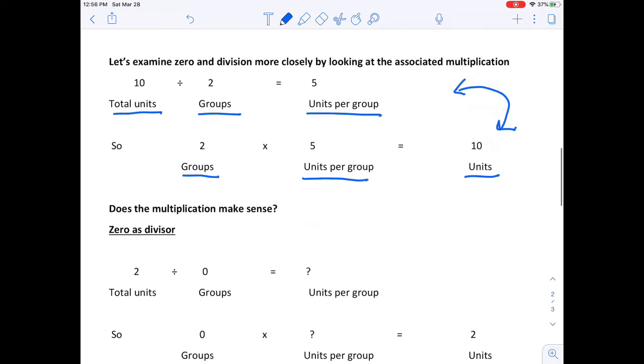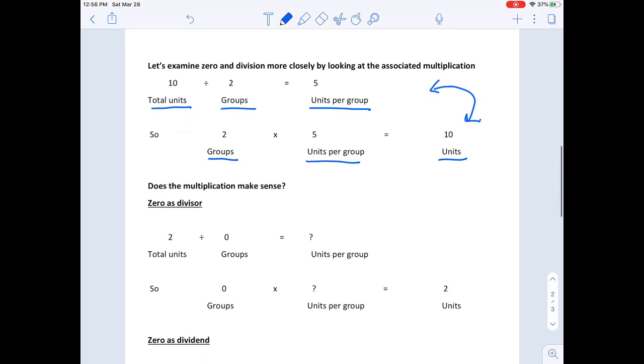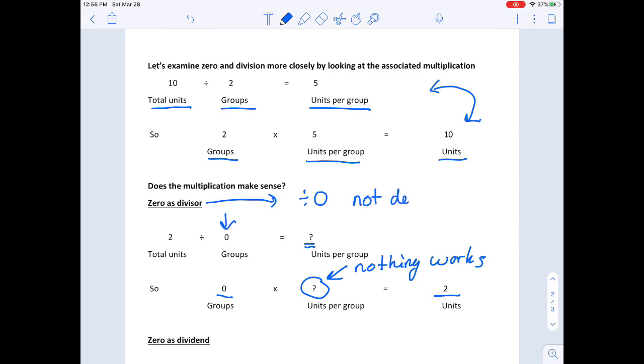So let's look at 0 in the position of the divisor. 2 divided by 0, can I do this? Well, if I rearrange it, I have to think 0 times what number gives me 2? Nothing works here. So we say division by 0 is not defined.